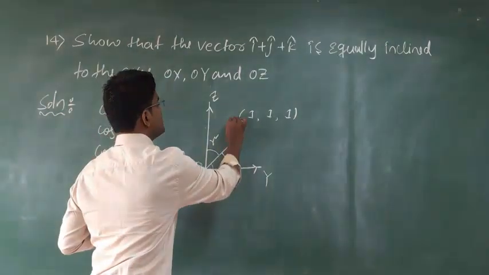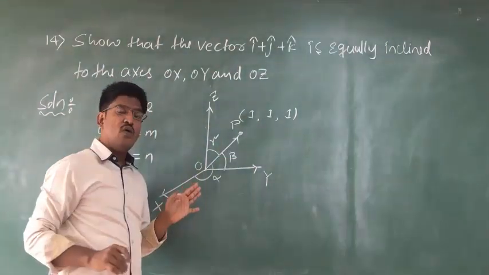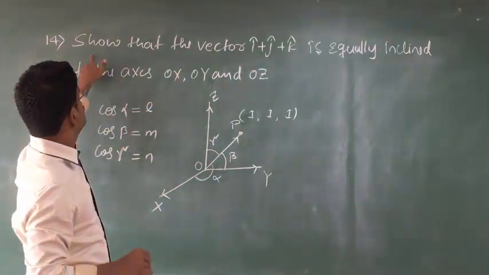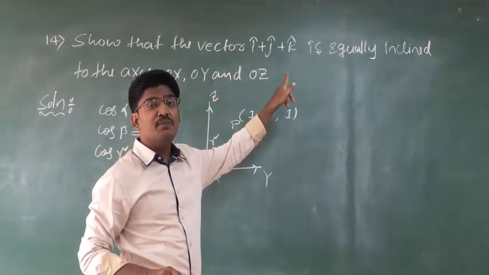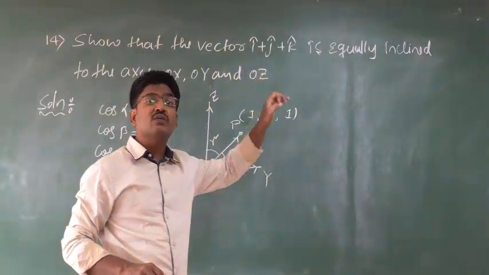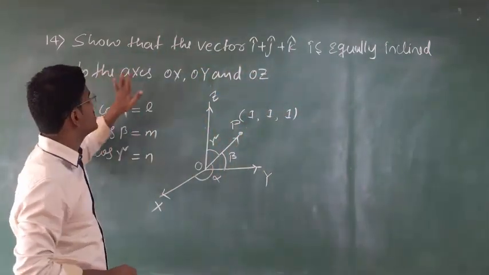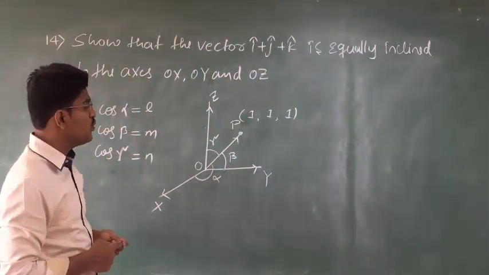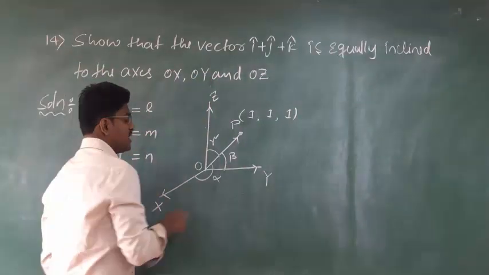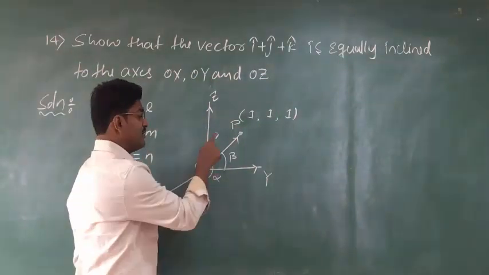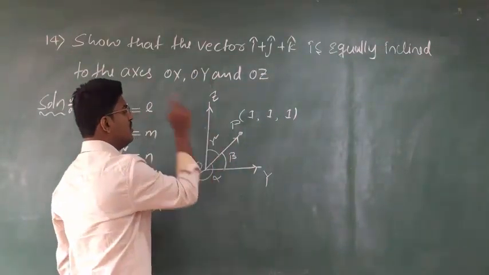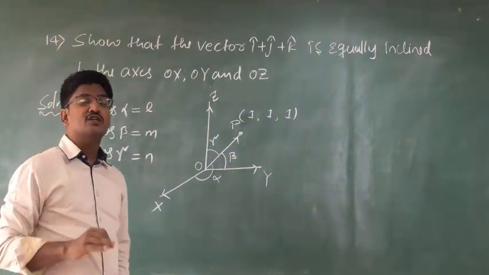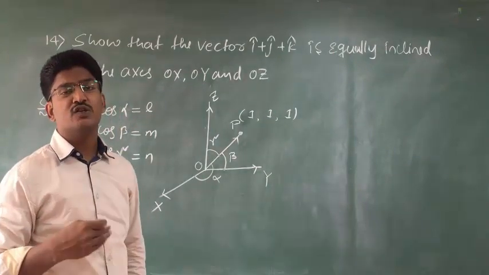Let us take it as P. So now according to this problem, they are telling us to show that the vector i cap plus j cap plus k cap is equally inclined to the axes OX, OY and OZ. Equally inclined means we have to prove that alpha is equal to beta is equal to gamma. Are you getting my point? So they are telling us to prove, or to show.